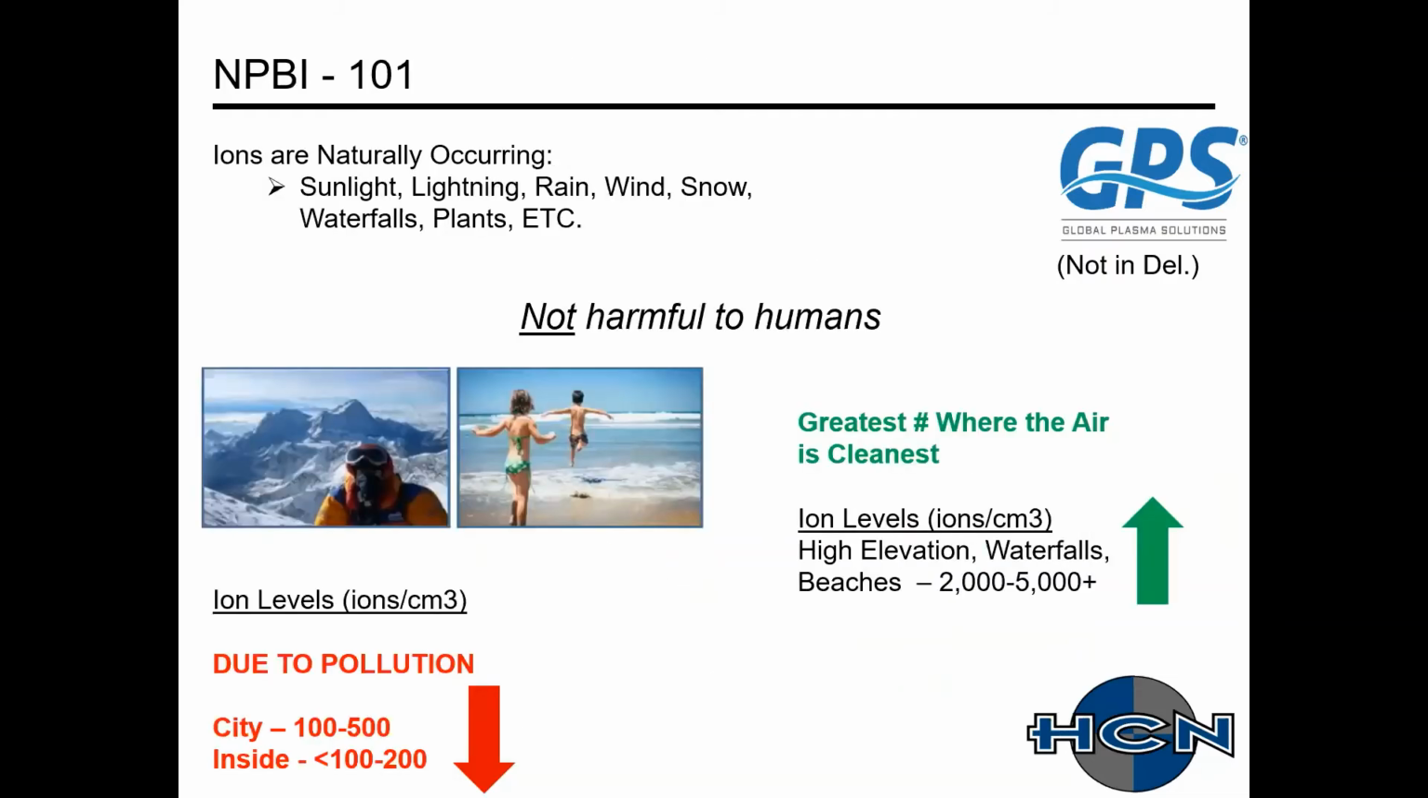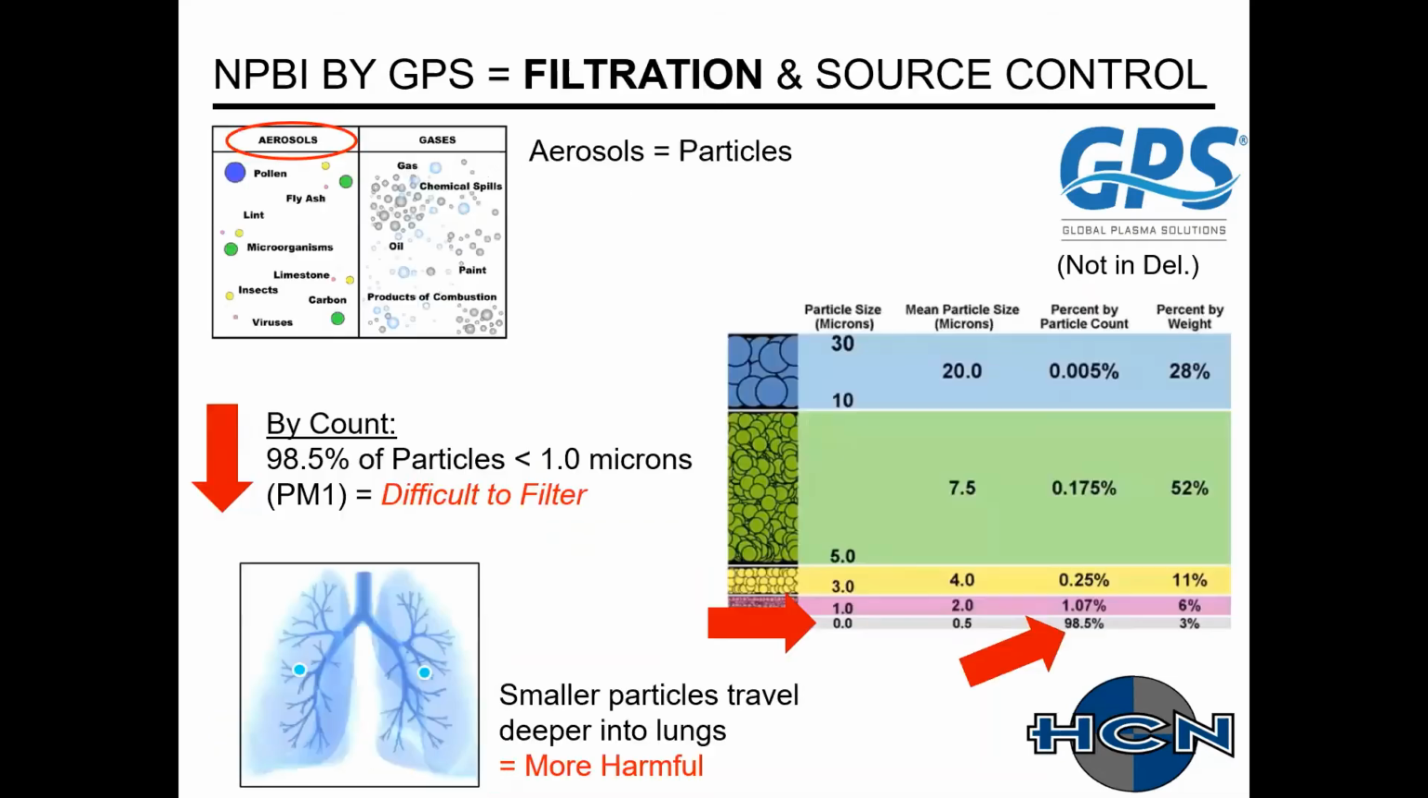Now, ions are naturally occurring. All these processes out in nature do cause them. They're not harmful to humans. Basically, where the air is cleanest, you have the highest ion levels, and due to pollution, pollution will cause the ion levels to decrease.